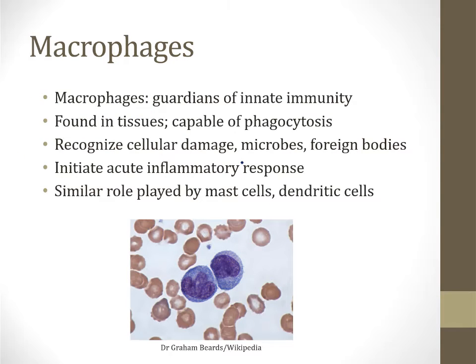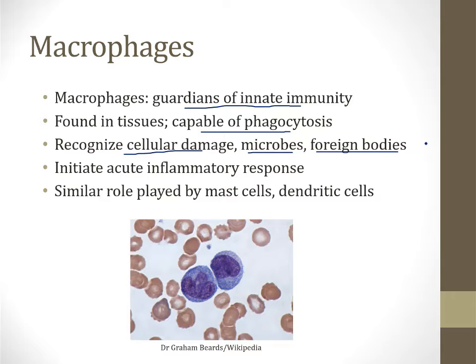So let's talk in detail about macrophages, because these are important cells for acute inflammation. These are referred to as the guardians of innate immunity. They're found in your tissues and they're capable of phagocytosis. And the reason they are called the guardians of innate immunity is because they are often the first cell to recognize either cellular damage or microbes or foreign bodies, and they will then go on to activate the acute inflammatory response.